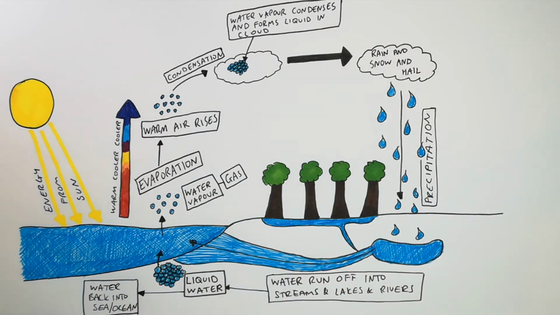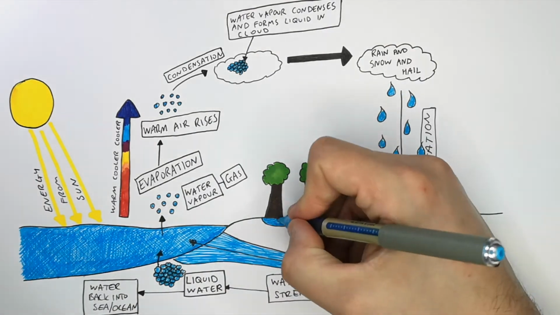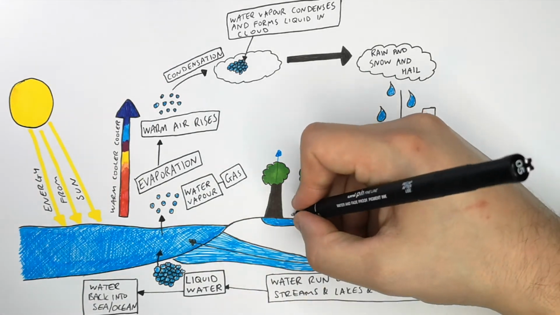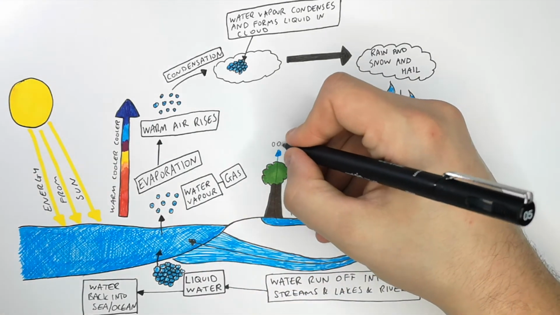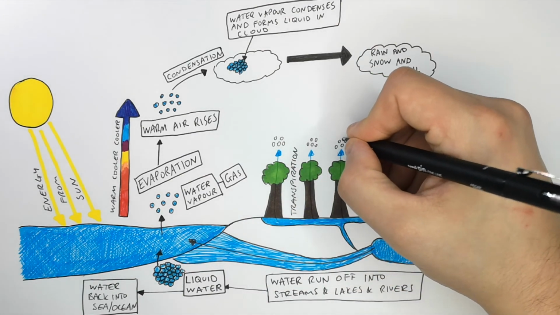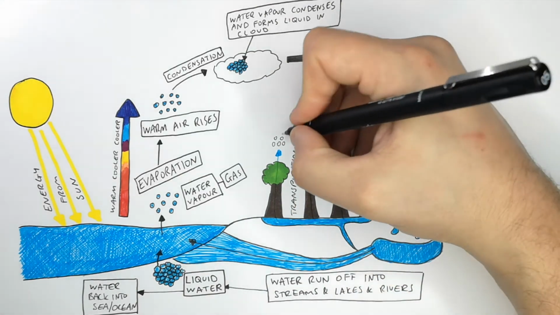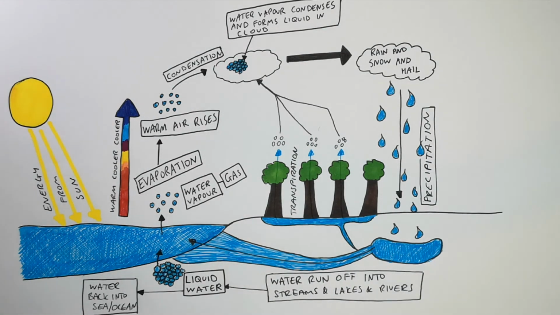Water is absorbed by the roots of plants. This water will go through the plant or tree by the process of transpiration. Water is absorbed as a liquid. It goes through the plant and it evaporates out of the leaf as a gas back into the atmosphere, whereby this water vapor will eventually rise, form clouds, and then fall as precipitation.